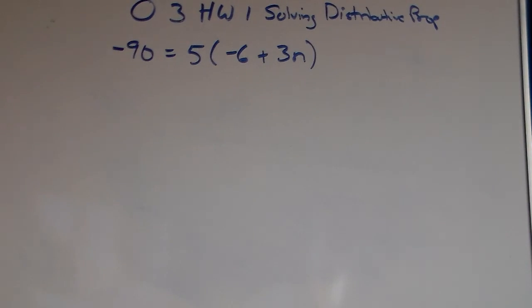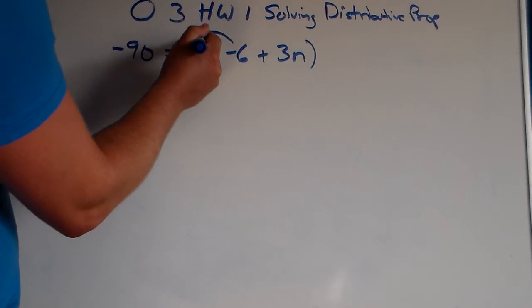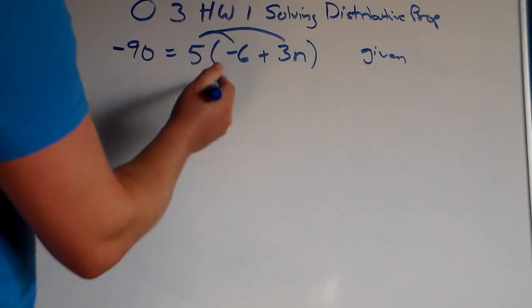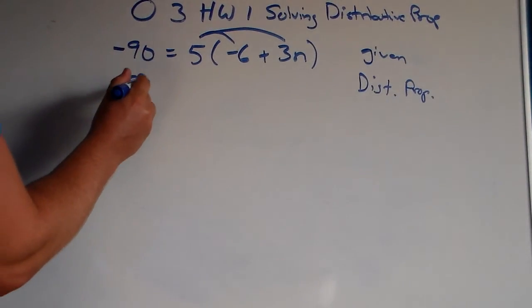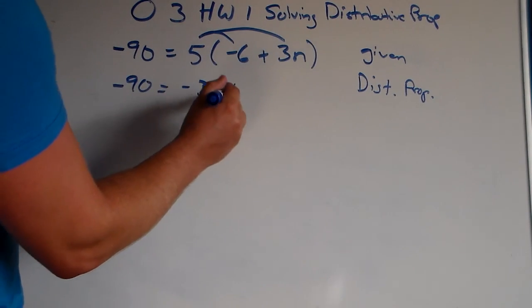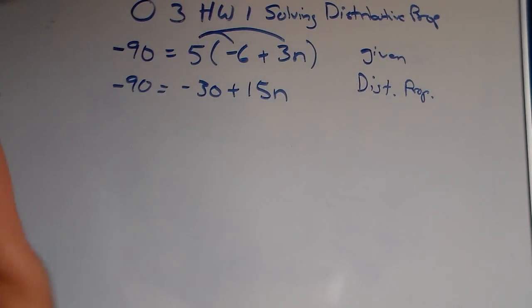Alright, this is problem number 8. We have negative 90 equals 5 times negative 6 plus 3n, close parentheses. So what we need to do is distribute first. We have to distribute that 5, both to negative 6 and to the positive 3n. This is our given problem. We distribute first. So we have negative 90 equals 5 times negative 6 gets us negative 30. Then 5 times positive 3n gets us 15n. That was the distributive property.